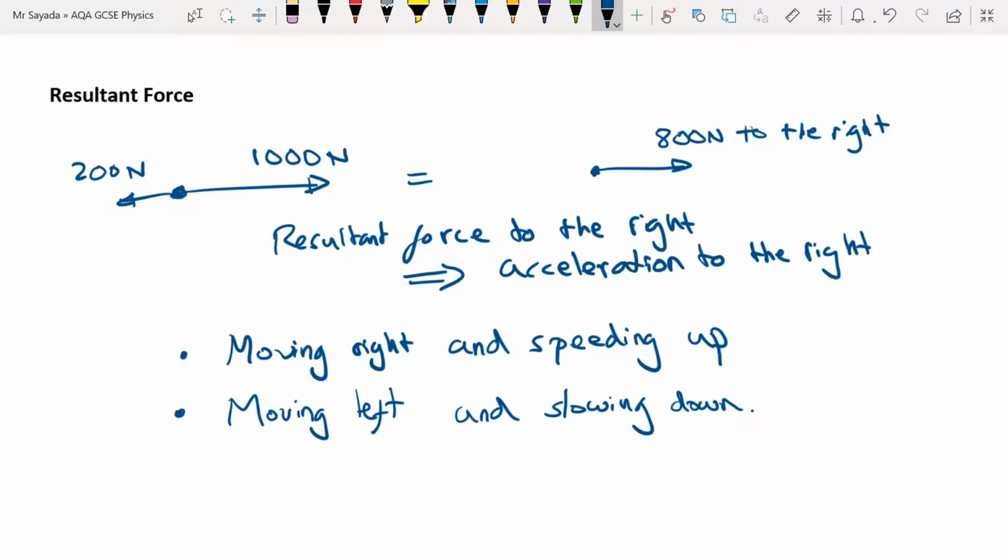All of this applies the other way as well. I could have a resultant force to the left. And if I had a resultant force to the left, that would cause an acceleration to the left. And either something could be moving left and speeding up or moving right and slowing down. I'd recommend if you found that counterintuitive that you rewind the video and watch it again.